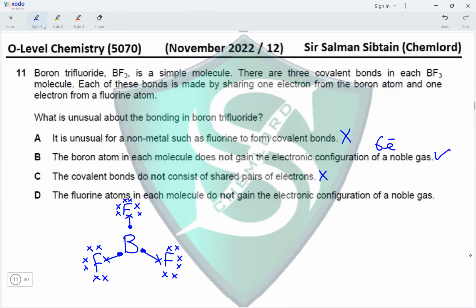Option D, the fluorine atoms in each molecule do not gain the electronic configuration of a noble gas. As you can clearly see, there are 7 crosses and 1 dot. So altogether 8 electrons, and the noble gas configuration is 8 electrons. So this option is also incorrect, making option B the correct option for this question.